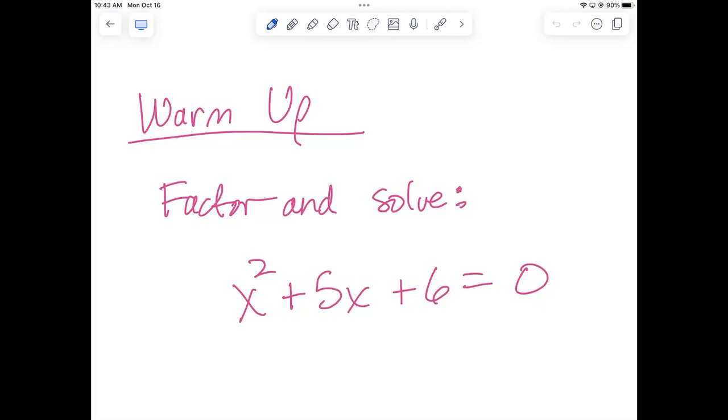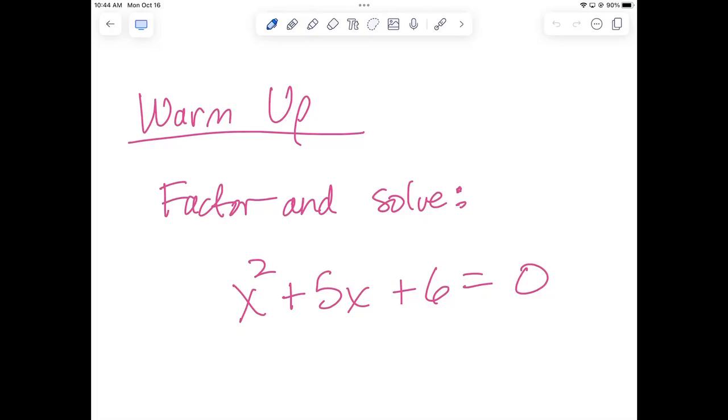Let's try it. Let's try 1. You think 1 is going to work? What do you get when you plug a 1 in? 1 squared is 1, plus 5 times 1 is 6. So 6 plus 6, is that 0? No, that's 12. It doubled instead of canceled. Wow. So trial and error is not a very, very efficient way.